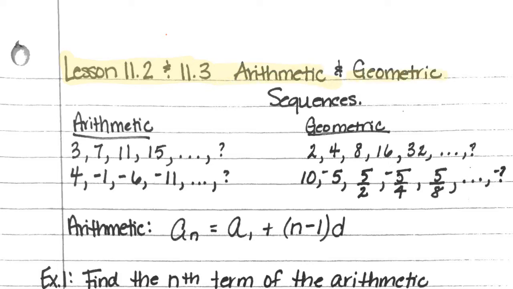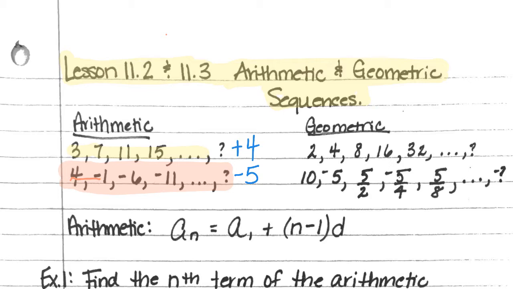Arithmetic and geometric, yes, you say arithmetic, not arithmetic. Sequences, well, you guys know what sequences are. In arithmetic, if I have 3, 7, 11, 15, we are going up by 4. And I'm sure you all could see that on your own. If we have 4, -1, -6, -11, what are we doing there? We're adding a -5 because we're actually going down by 5.